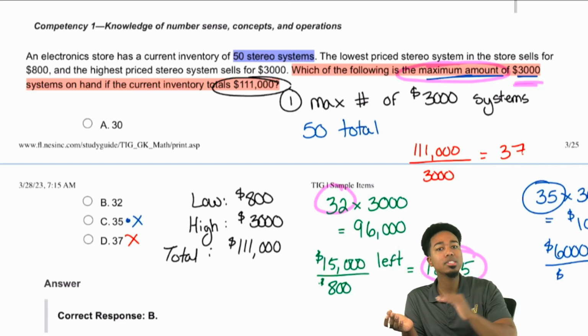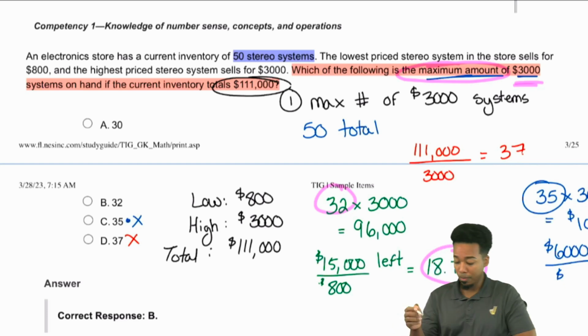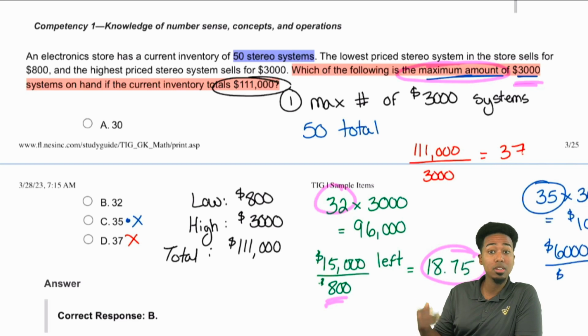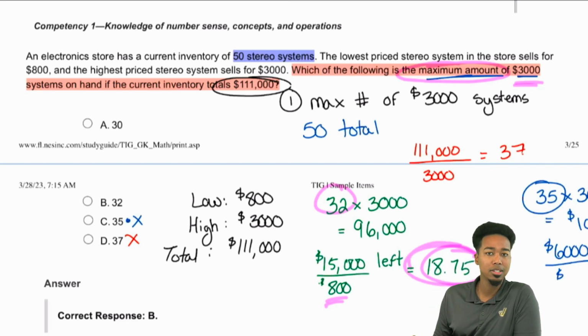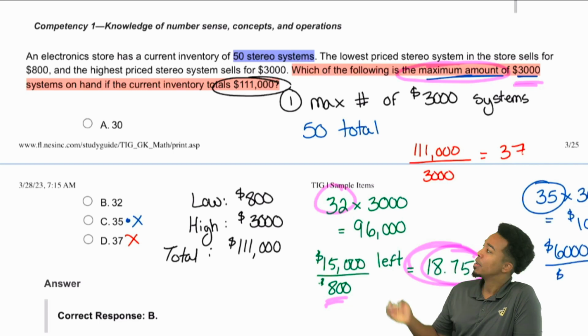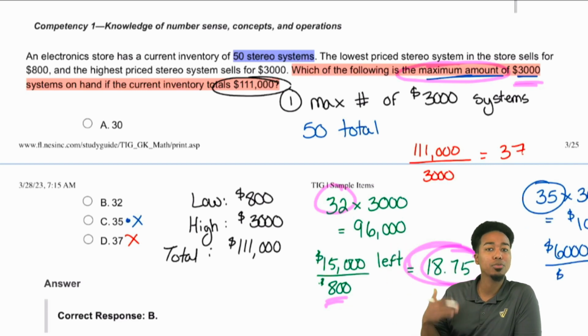Yes, there could be some in between. So not all of these are going to be 800. Some of these can be 900, 925 to make it a clean 18. That is absolutely possible, but that's the confusing part of this question for a lot of people.